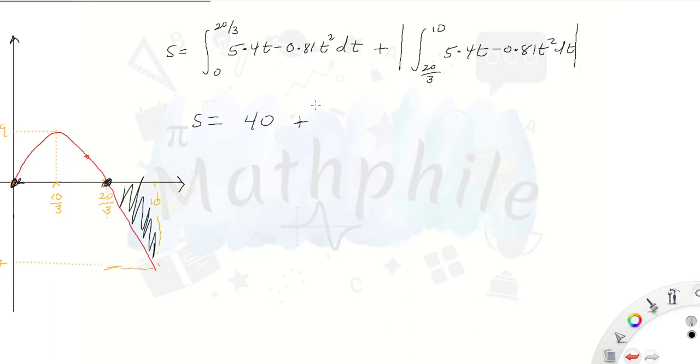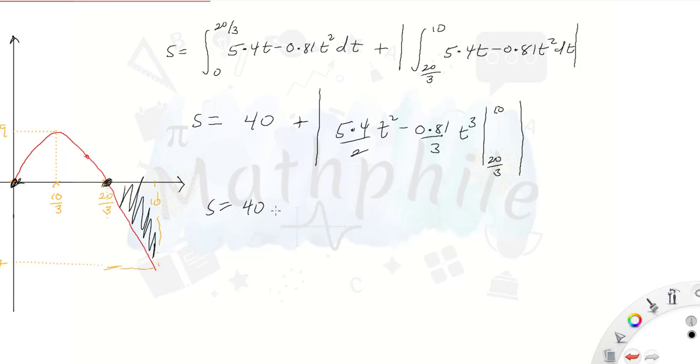So let's bring in my big absolute: 5.4 over 2 t squared minus 0.81 over 3 t cubed. We're integrating this over the interval 20 over 3 to 10. Let me just ignore the absolute altogether, because later on we can just ignore the negative. So I substitute these values in the top one first.